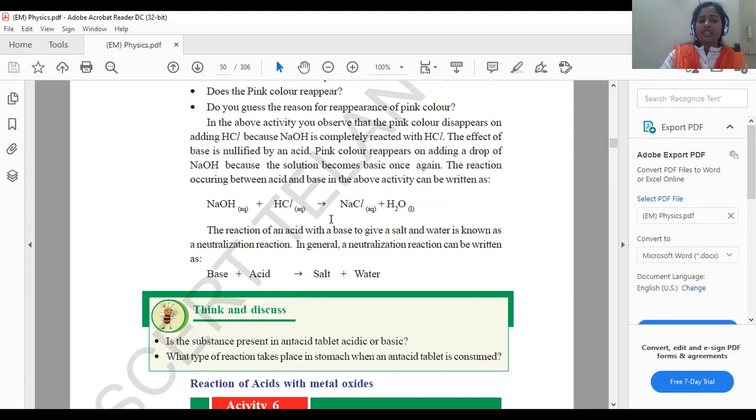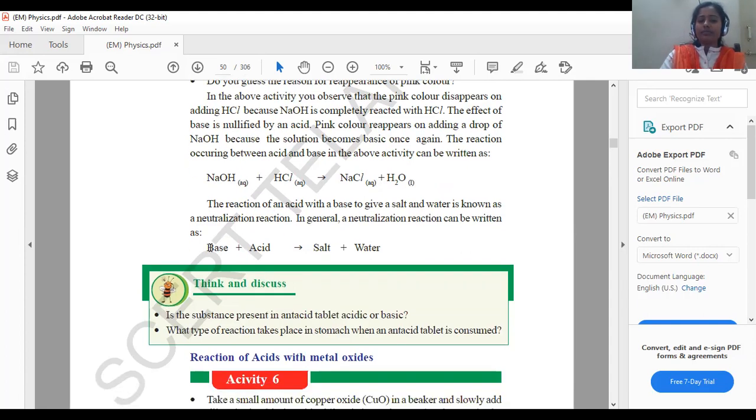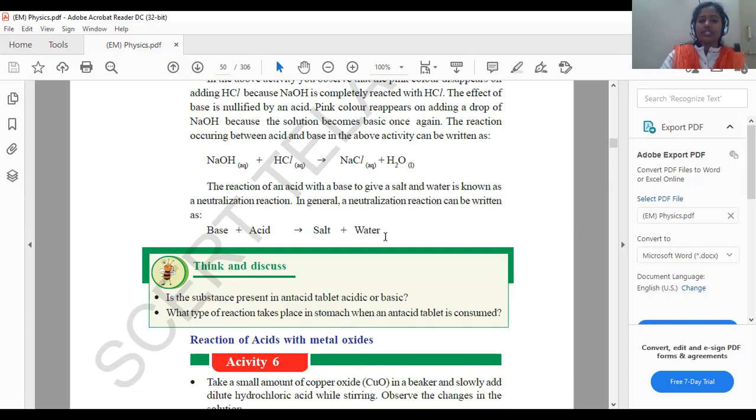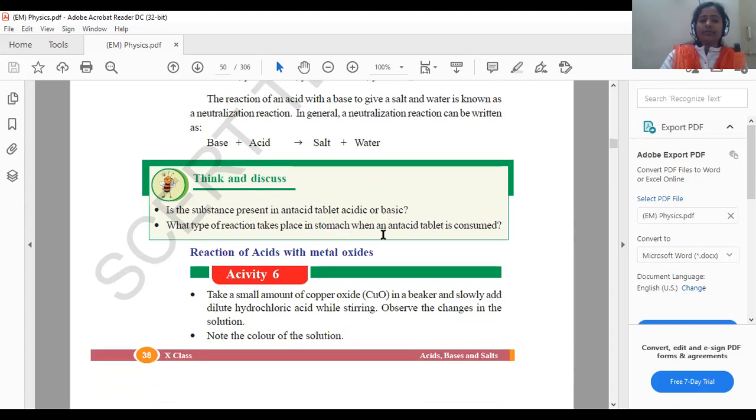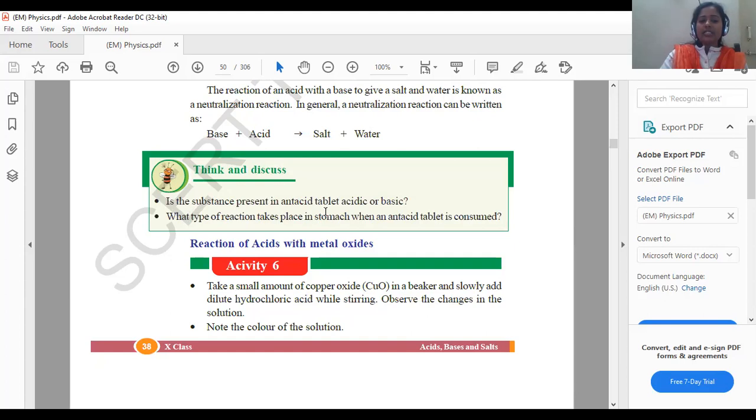Let us see the possible chemical reactions. Just now we discussed sodium hydroxide. It is in aqueous state, meaning it is in contact with water. Treated with hydrochloric acid, again in aqueous solution state. Now the formation of sodium chloride aqueous solution and water, a liquid substance, is possible. Simply, base upon treatment with acid, formation of salt and water is possible. Just now, we discussed this reaction. And the pH change is also observed in the equation, right? So, think and discuss: the substance present in an antacid tablet, is it acid or base?